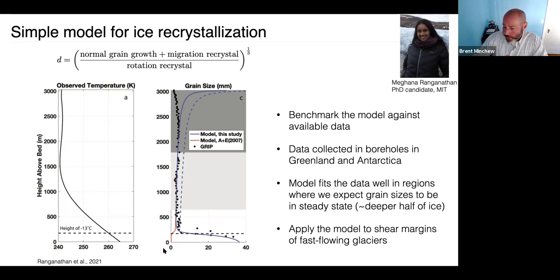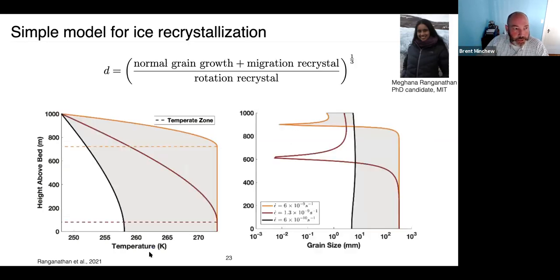So we would love to have observations within the shear margins themselves to benchmark the model against, but we don't have that. We simply work with what we have, but we'll still take this and argue that vertical shearing is a reasonable analog for the lateral shearing that we would expect within the shear margins of the fast flowing glaciers. So we take this model and we take the benchmarking, and basically we'll run this case.